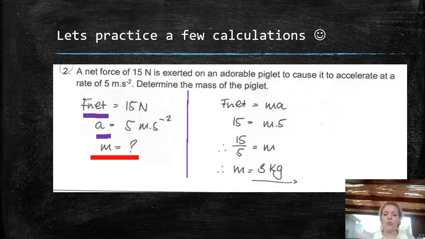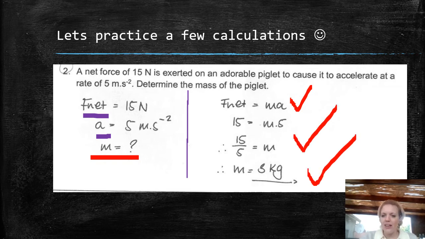It's very, very simple. You're going to say Fnet equals MA. Automatically you get a mark. If you know nothing else, you automatically get a mark just for the formula. Then you're going to manipulate the formula and put these in. 15 divided by 5, you are going to get 3 kilograms.